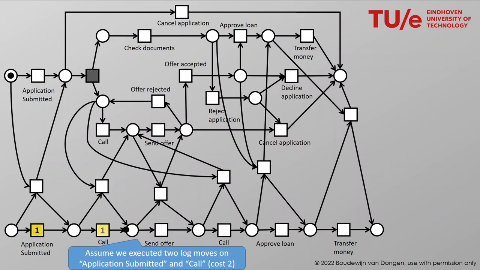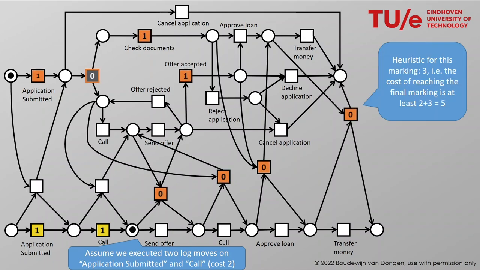Suppose we do this, and we have now executed 2 log moves somewhere in the search space. Somewhere in this search, when building the search space, we executed 2 of these log moves. And now we're in this marking, and we ask the marking equation for an estimate of reaching the final marking. We now get this vector back.